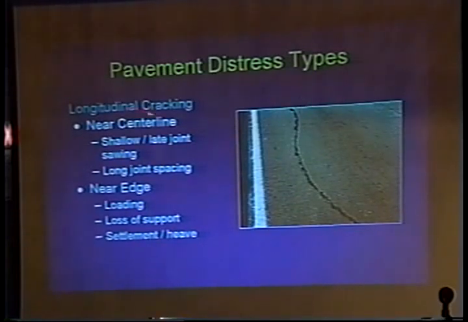Longitudinal cracking. Lots of times, if this is located near a centerline joint, it's because it wasn't sawed deep enough originally, or it was too late when it was sawed. The crack had already developed somewhere out beyond the planned centerline joint. Again, long joint spacing can also influence it. If it's near the edge, typically you'll have some sort of a loss of support or a loading condition. Or again, it could be non-uniform support underneath there, either a loss of support or a settlement or heaving of the subgrade.